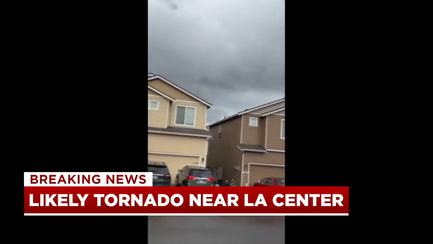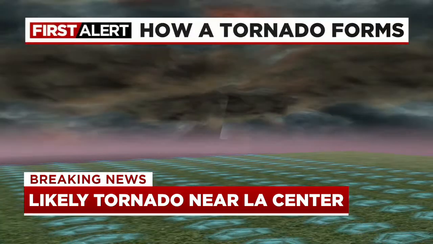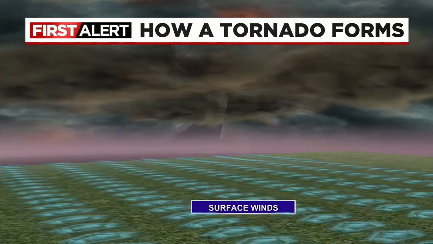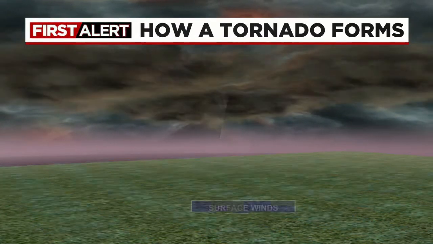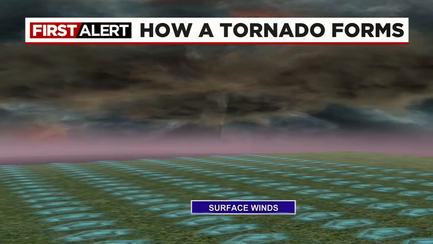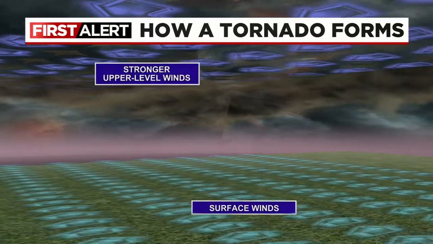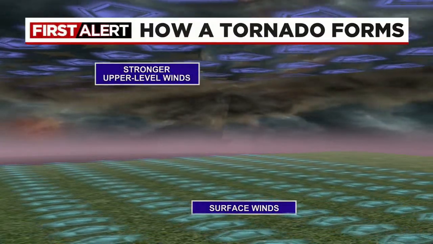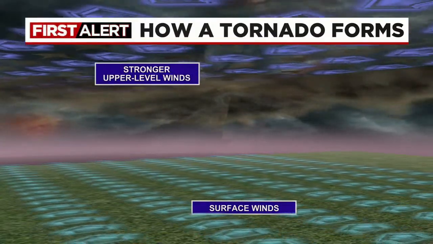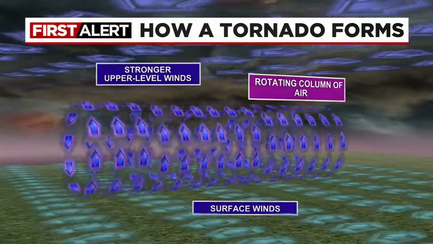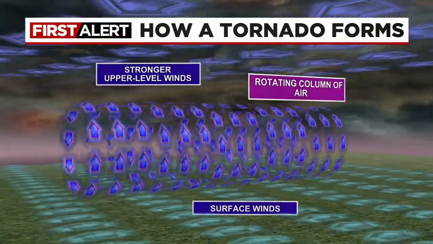So I want to show you through one of the graphics that we use here in the Weather Center to show you what it is. So you're looking at a surface wind there. That surface wind is blowing along in one direction at one speed. As you get stronger winds at the upper level, you have what's called wind shear. So that's two different speeds of winds at two different levels. Those come together and create a rotating column of air.